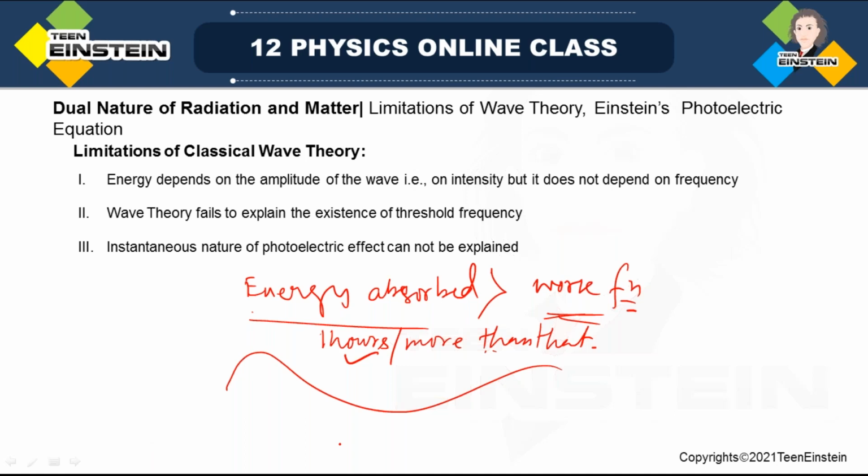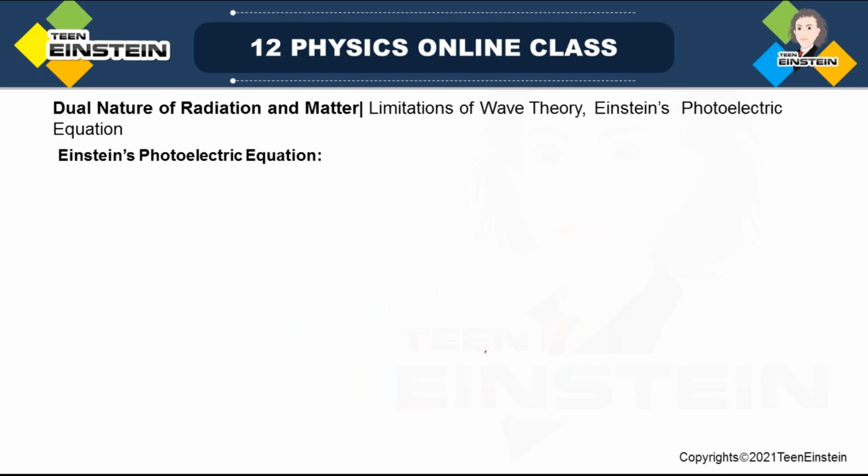These are the three points of limitations of the classical wave theory of electromagnetism. Now we'll learn how Einstein explained the observations of the photoelectric effect in the light of the quantum theory of electromagnetic wave or radiation.